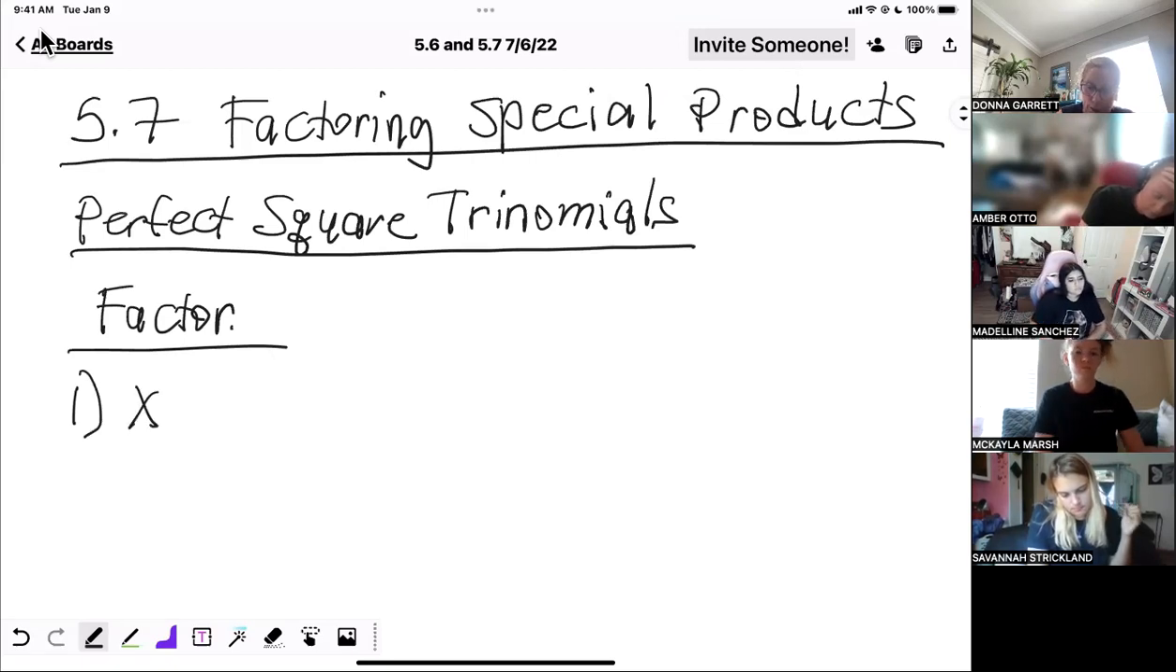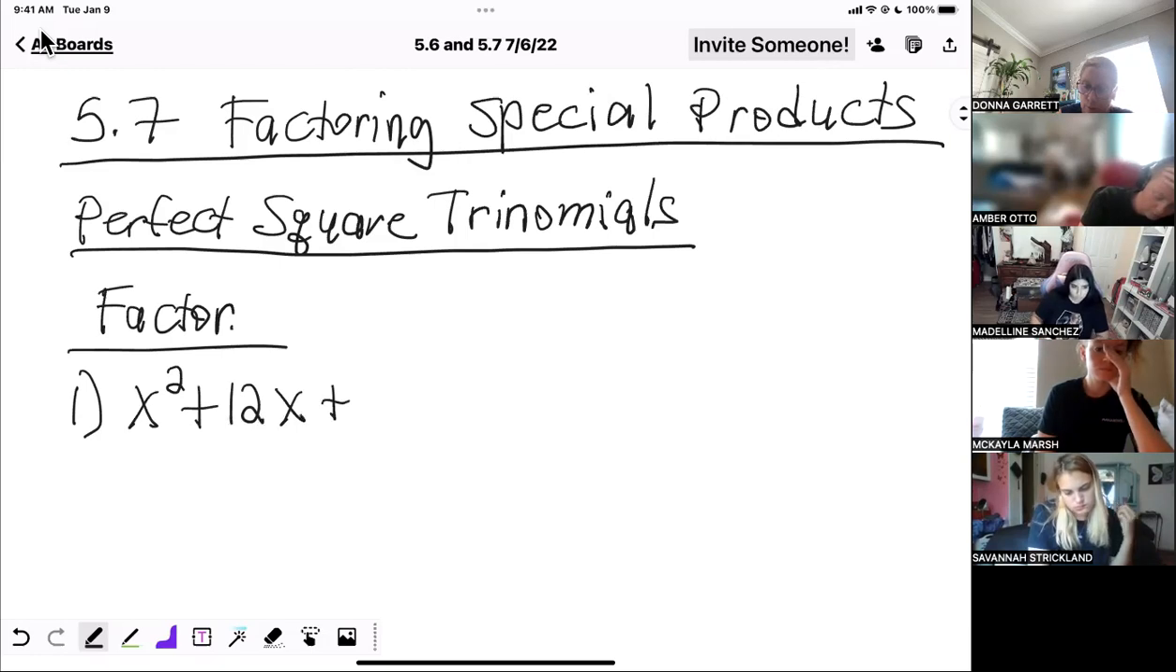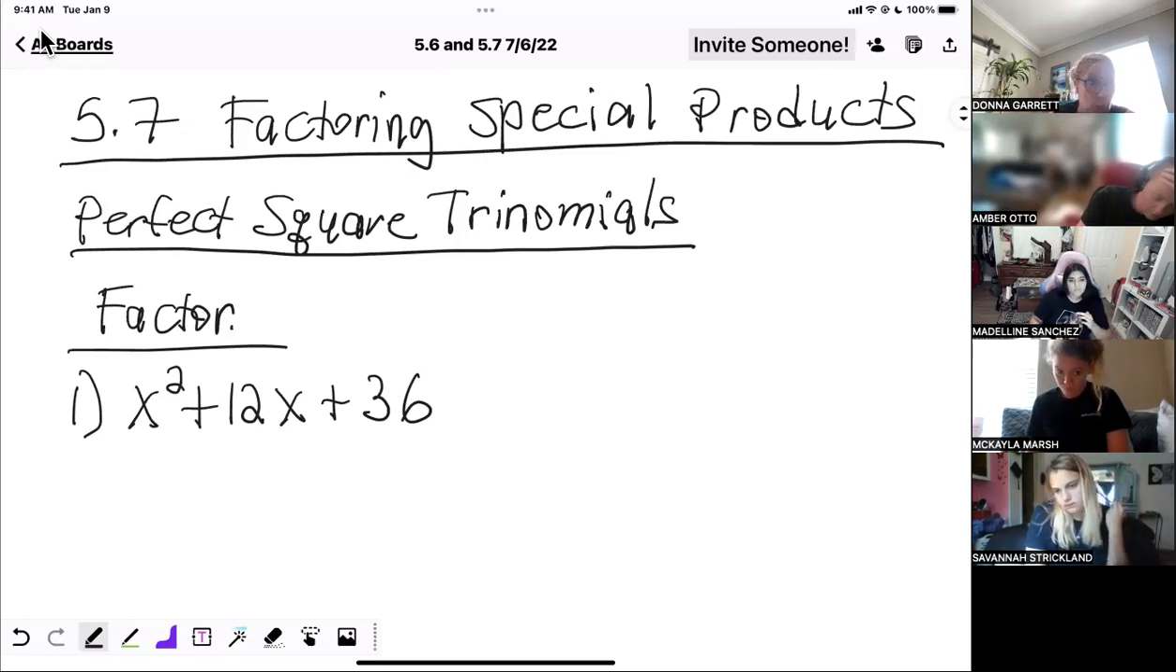This would be a perfect square trinomial. We actually did one or two already without even talking about it. So why is it called a perfect square trinomial? Because 36 is a perfect square. 36 is 6 times 6. But look at this 12. 6 plus 6 is 12. So 6 times 6 is 36 and 6 plus 6 is 12.